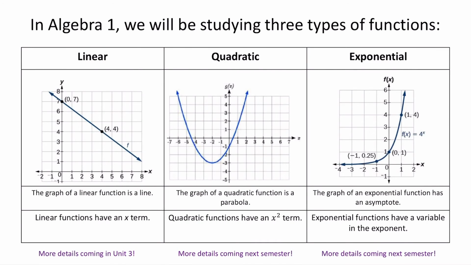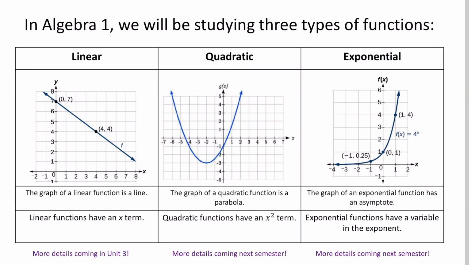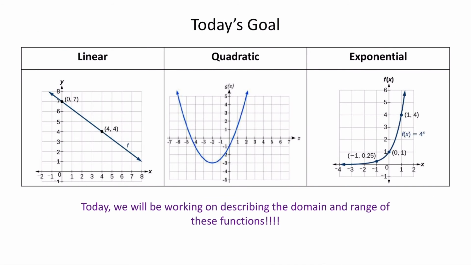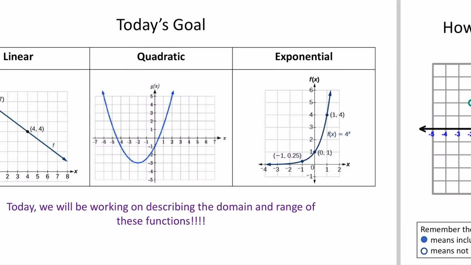So in Algebra 1, we're going to be studying 3 types of functions. We're going to be studying linear functions, quadratics, and exponential. Linear we're going to study in more detail in Units 3 and 4, and then quadratics and exponential we'll work on next semester. So today's goal is not to go into detail on these functions. We're going to work on describing the domain and range of these functions. So for right now, that's all you need to know.